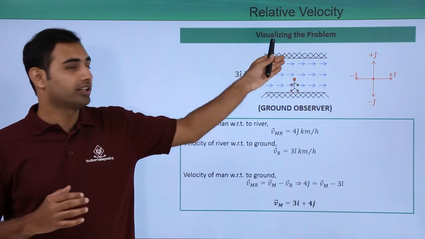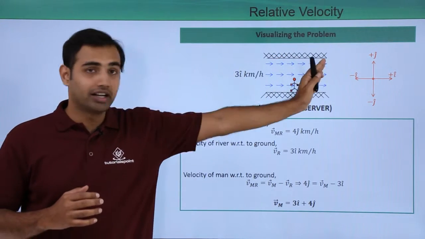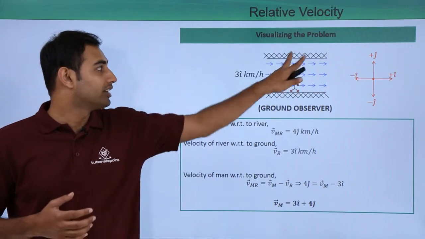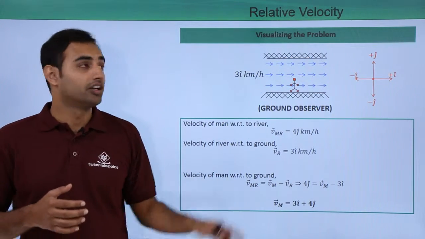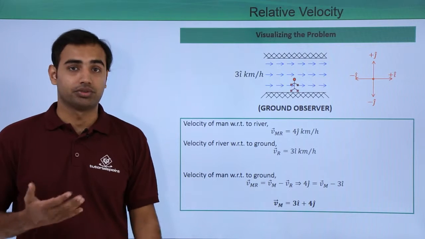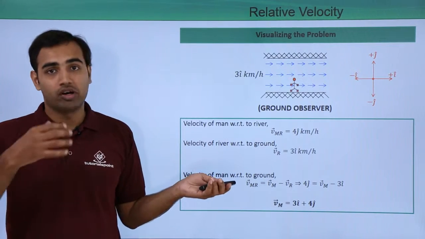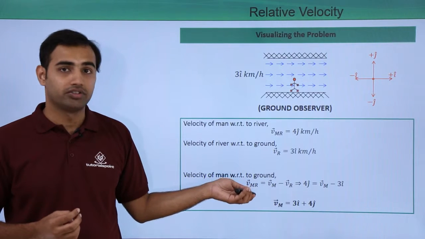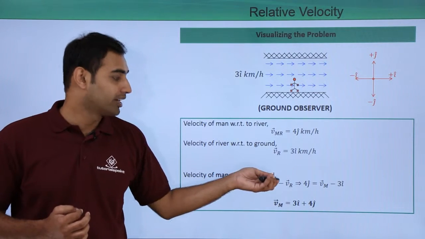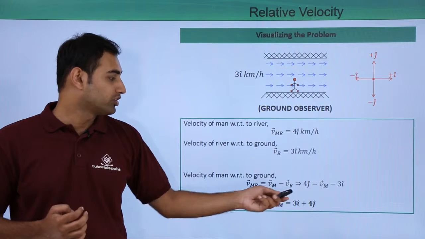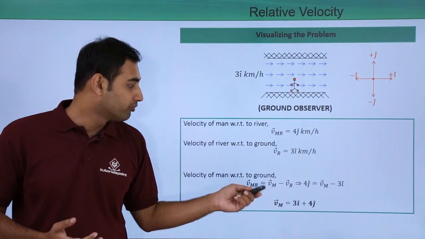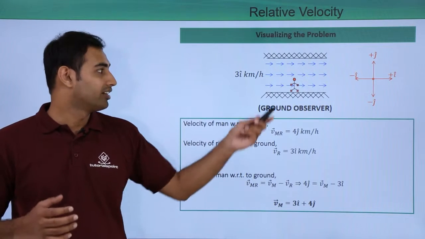He will try to swim like this, but the current of the river will actually make him drift in this direction. And we are supposed to calculate the drift that he achieves whenever he reaches the other side of the shore. So if I apply the formula for relative velocity, I can say that velocity of man with respect to river is nothing but velocity of man minus velocity of river, and these two velocities are with respect to ground. So the unknown here is the velocity of man with respect to ground clearly because we are interested in that.